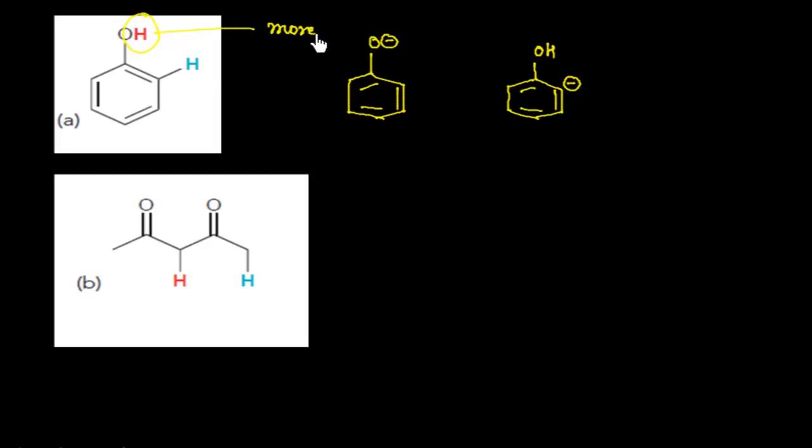Now let us say in this case I have this hydrogen and this hydrogen. If I make the corresponding conjugate base, in one case I have negative charge on oxygen, in another case the negative charge will come on carbon. Negative charge on oxygen is more stable, so this hydrogen is basically more acidic.